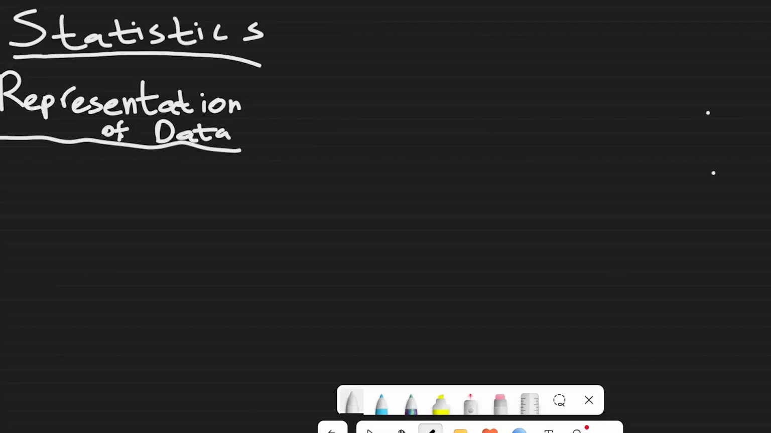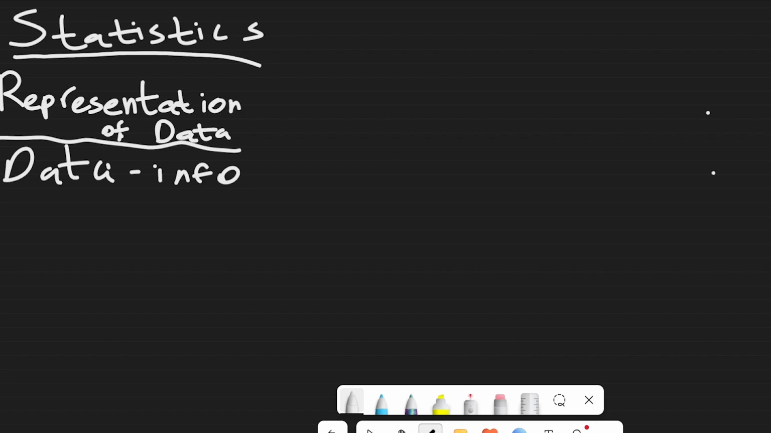So today we will be learning about representation of data, which is a chapter of statistics. So let's begin. First of all, we need to understand the term data. Data basically means information. Let me just write it over here. Data is information.